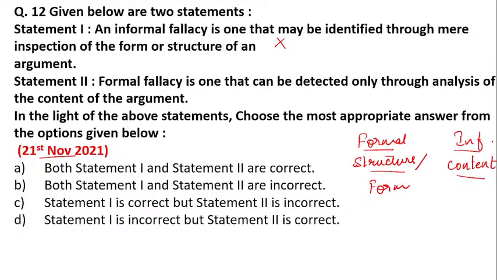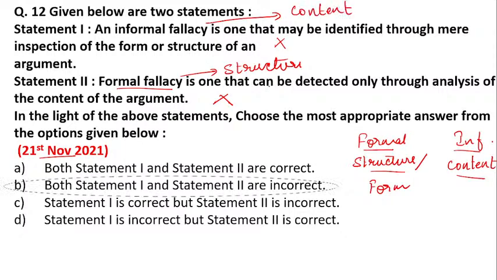Now let's look at the second statement. Formal fallacy is one that can be detected only through the analysis of the content. So this is also wrong, because formal fallacy is detected through the structure, and informal fallacy is detected through the content. So both are incorrect. That means the right answer is option B. Both 1 and 2 are incorrect statements.